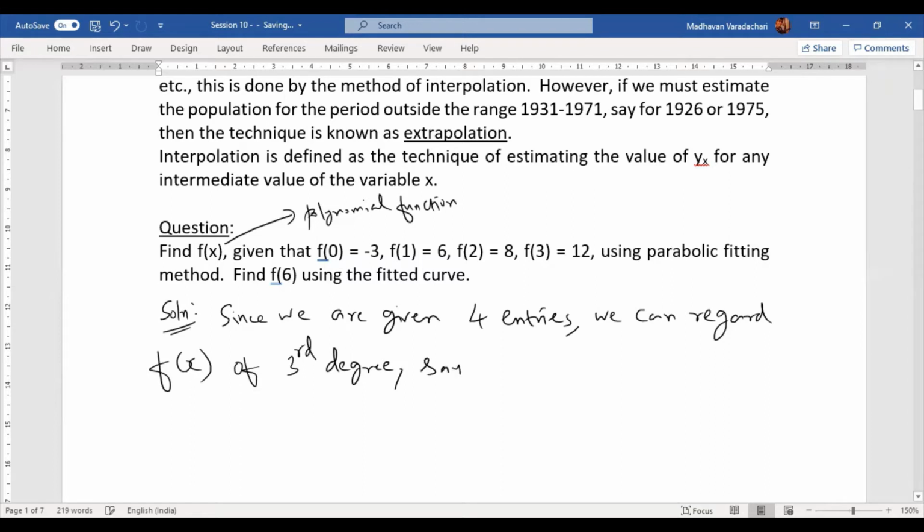That will be like f of x is equal to ax cube plus bx square plus cx plus d. See, why is it called third degree? Because the highest power is 3 in this. So let me call this equation 1.